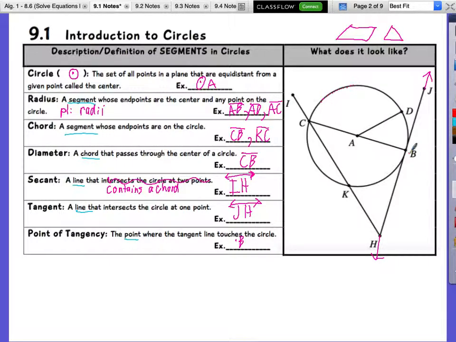Triangle, in the circle, it's a right angle. No, wrong one. Actually, no, wait. Oh, we'll get into that. That'll be section 9.4.